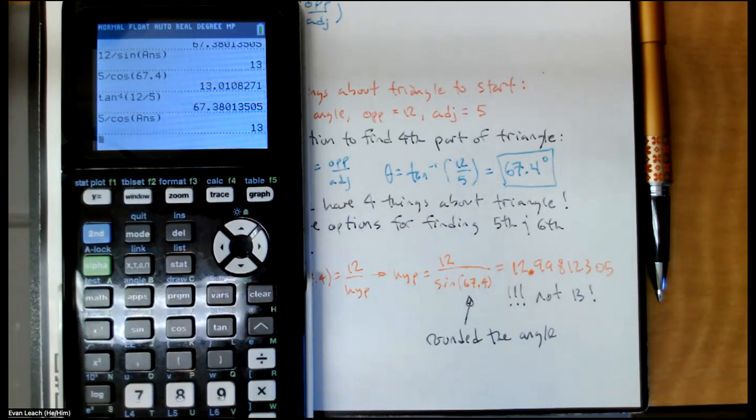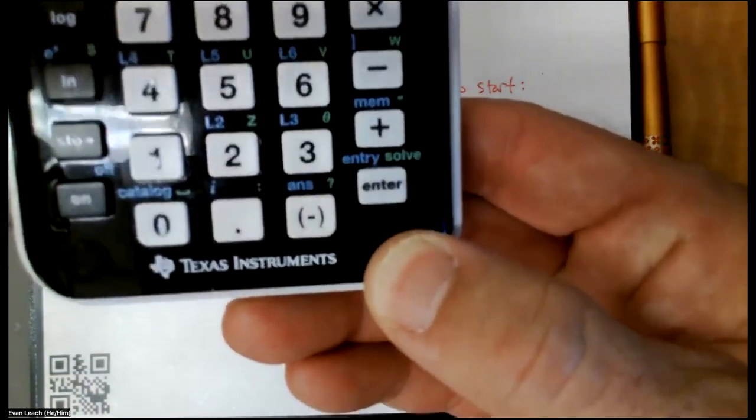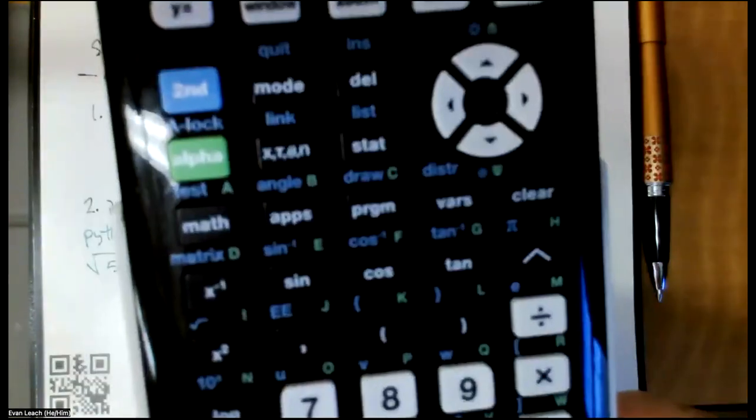Yes. To get A and S, it's right above the change the sign button on this calculator. It's hard to see, but there it is, A and S. So to get that, it's the second function of the change the sign button.